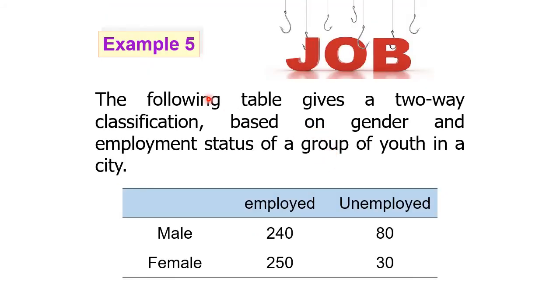Right. So now in example 5, the following table gives a two-way classification based on gender and employment status of a group of youth in the city. So as you can see in the columns here, we have employed and unemployed. In the rows here, we have male and female. So later on, we will encounter more tables like this one, okay, in the following video.